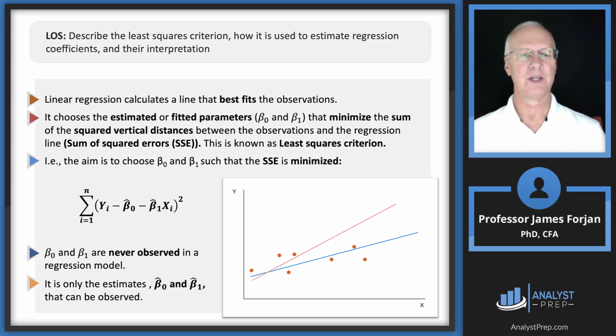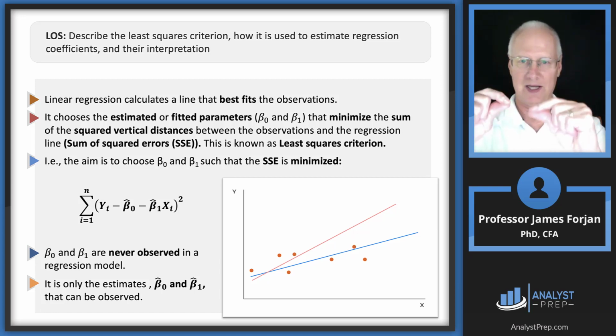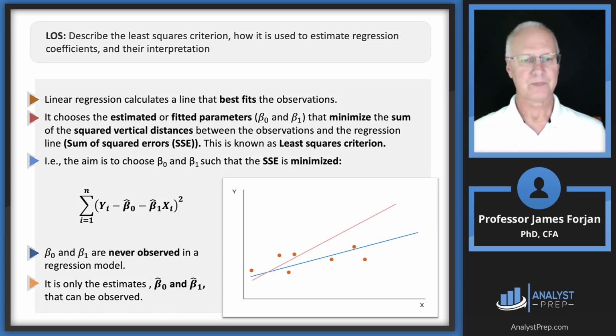Least squares criterion. Now, the authors go to great lengths to tell you that the least squares method has identified the regression parameters, beta 0 and beta 1, such that the sum of the squared errors is minimized. That's what I was saying when I went like that. Now look at that last arrow point. It is only the estimates, the beta 0 hat and the beta 1 hat. Those are those little funny things that are on top of it.